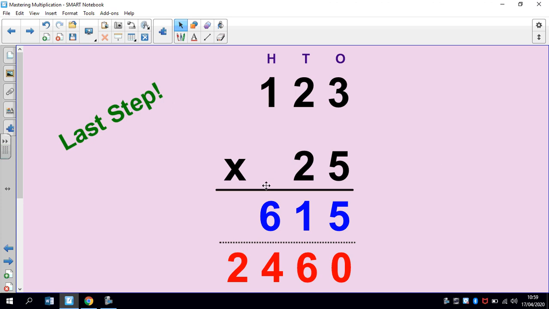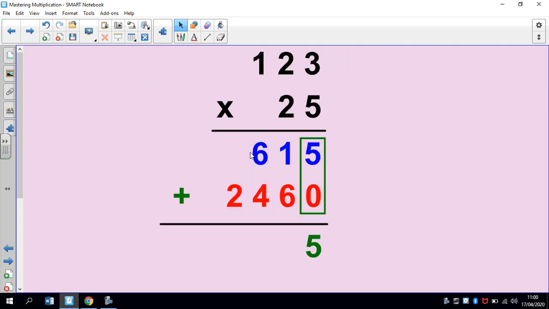So what are we going to have to do? We've got the product of 2 different equations here. We're going to have to add them together, which is nice and easy, because they're perfectly lined up in their columns. So we can use what's called column addition. We start again with the 1s. Always start with the 1s, but we're adding this time. 5 add 0 is 5.